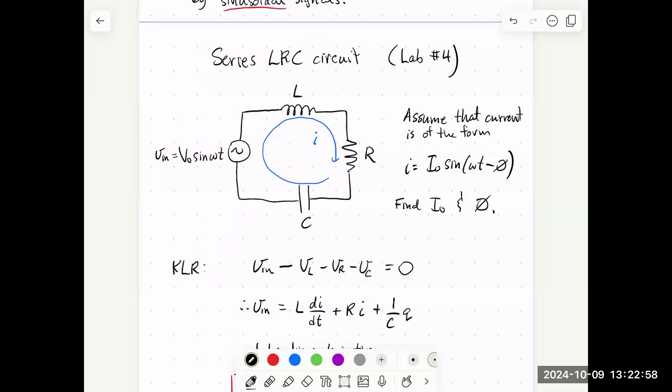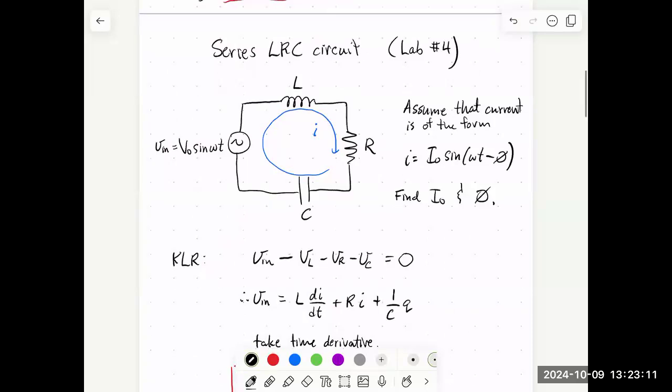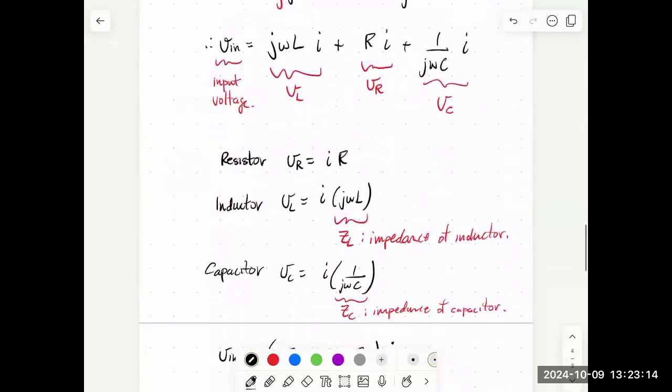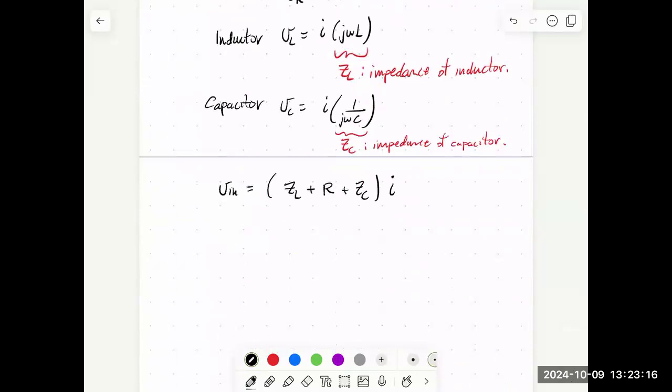Well, what we've done is we have a series combination of an inductor that has impedance ZL, a resistor that has impedance R, or resistance R, and a capacitor that has impedance 1 over j omega C. And what we've got here is a series combination of these impedances, and they just add up the same way that, say, series resistors would add. So this is a series combination of impedances.